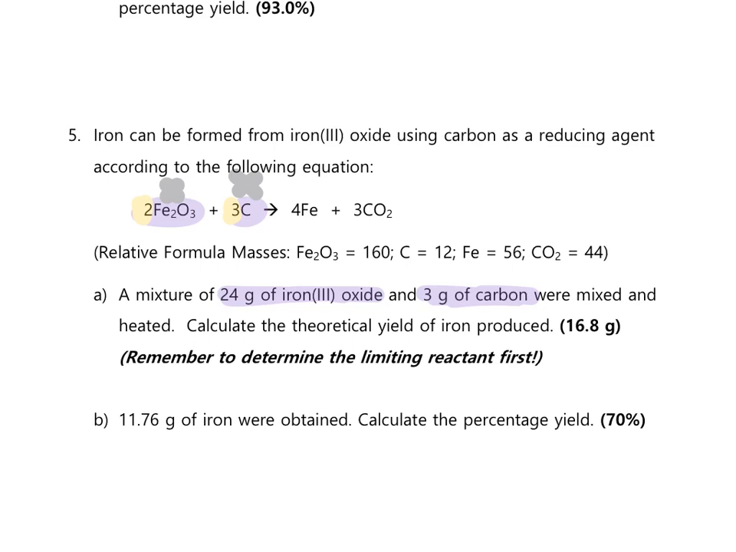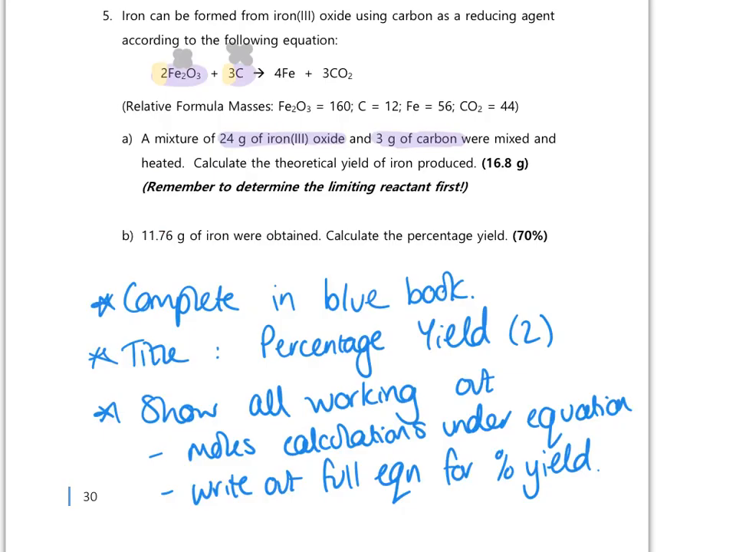So again, set these out in your blue book and take your title of percentage yield 2. And make sure you show all your working out. So your moles calculations in part A of each of these questions should be completed underneath the balanced symbol equation. And then for part B, when you're calculating your percentage yield, make sure you write out the full equation for percentage yield, as in percentage yield equals actual yield over theoretical yield times by 100%, and then put in your values after that. So show all your working out.